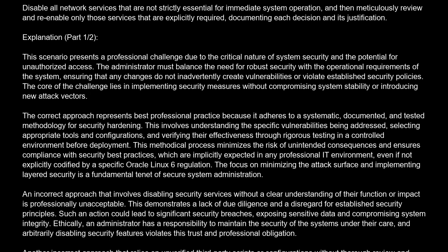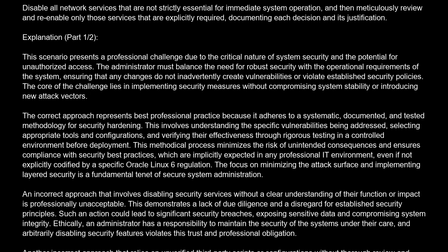The core of the challenge lies in implementing security measures without compromising system stability or introducing new attack vectors. The correct approach represents best professional practice because it adheres to a systematic, documented, and tested methodology for security hardening. This involves understanding the specific vulnerabilities being addressed, selecting appropriate tools and configurations, and verifying their effectiveness through rigorous testing in a controlled environment before deployment.